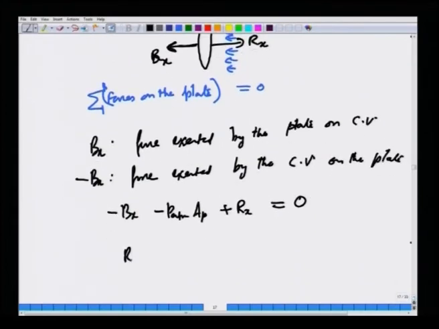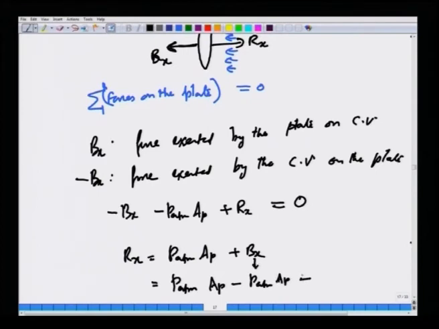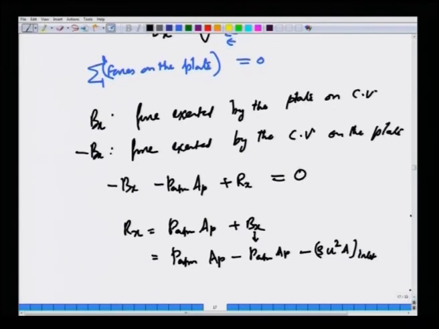Okay. So, R x is nothing but P atmosphere A p plus B x, but we already have an expression for B x. So, it is P atmosphere times A p minus P atmosphere A p, minus rho u squared A at the inlet. Now, the 2 P atmosphere A p will cancel to give R x is minus rho u squared A at the inlet.